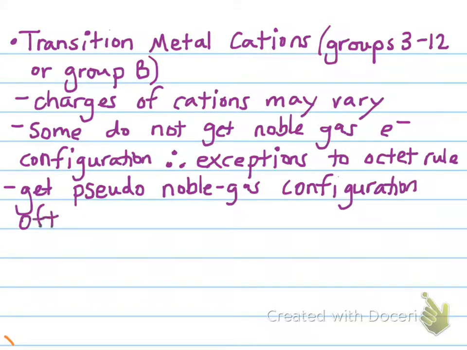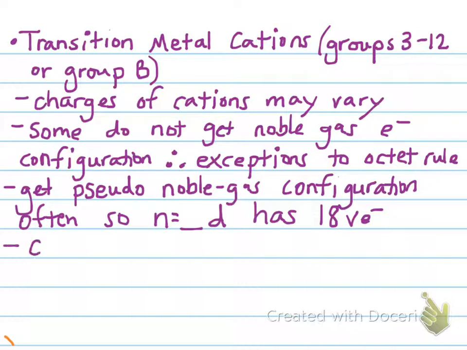Often, so their N equals whatever D has 18 valence electrons. And because of this, the charges of the transition metals cannot be predicted. You're going to get a helper sheet that you will get to use on tests and quizzes. It's posted in Google Classroom as a helper sheet, okay, that will tell you the charges of the transition metal cations.